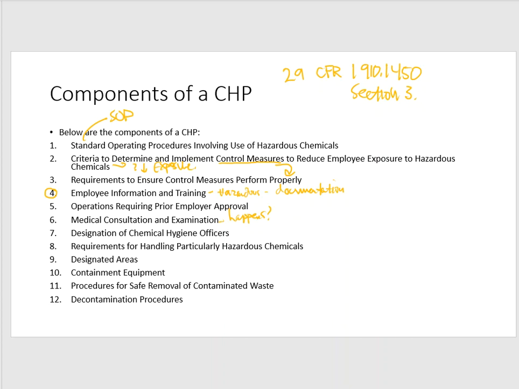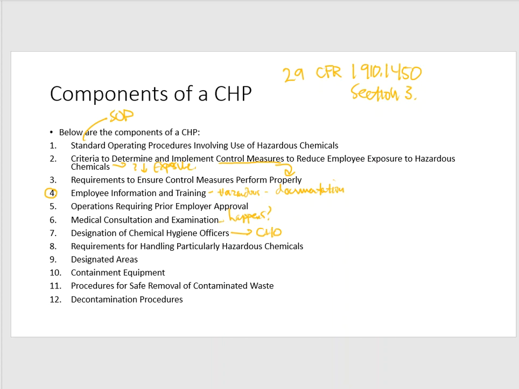Number 7, designation of the chemical hygiene officer or officers. Okay, so this company, if they're going to have a chemical hygiene plan, well, they're going to have a chemical hygiene officer. So who is it? What's the person's name? What's their contact information? What goes on? That way, if someone comes to the site and they begin to find problems, they can contact the CHO and say, listen, we've got questions and we want to know why these things haven't been done or why these things are not proper.